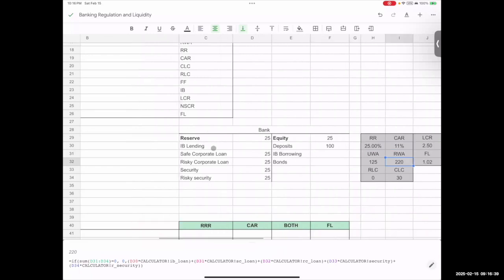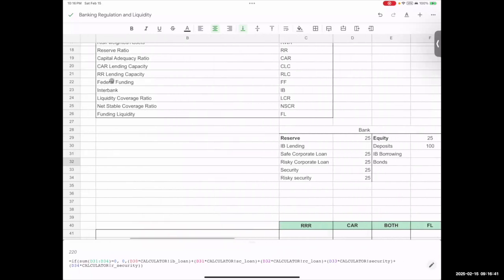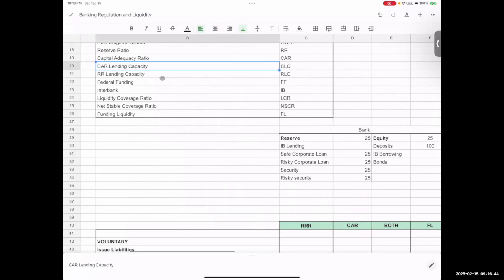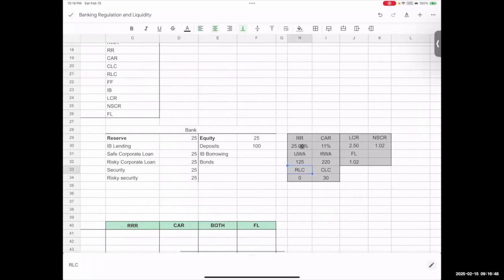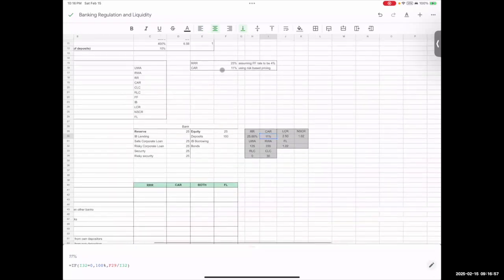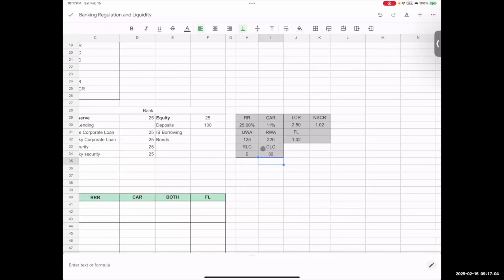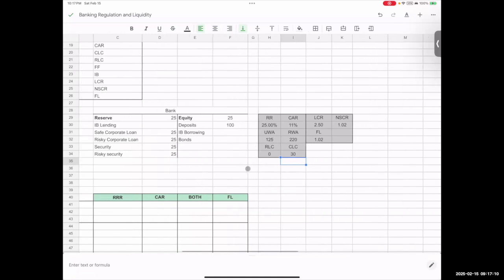And then we have these two: capital adequacy ratio lending capacity and reserve ratio lending capacity. So assuming that these are the ratios, 12 for the reserve and 11 for the capital adequacy. Here we have a little bit more than 11, so we end up having a little bit of space for lending. Let's think of it that way in terms of creating deposits and taking on some assets.